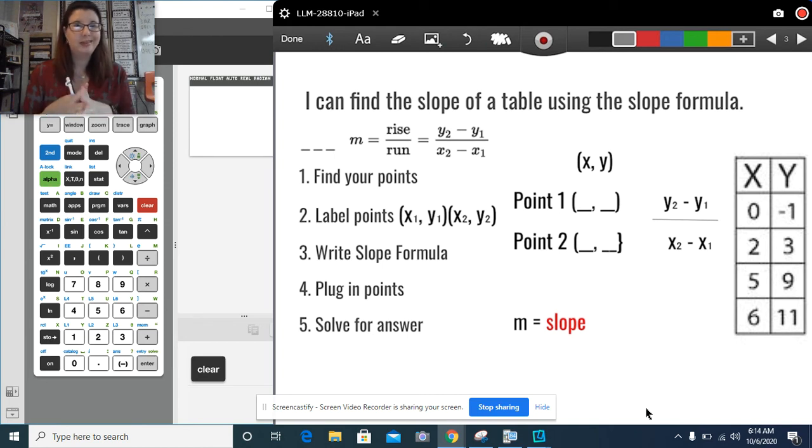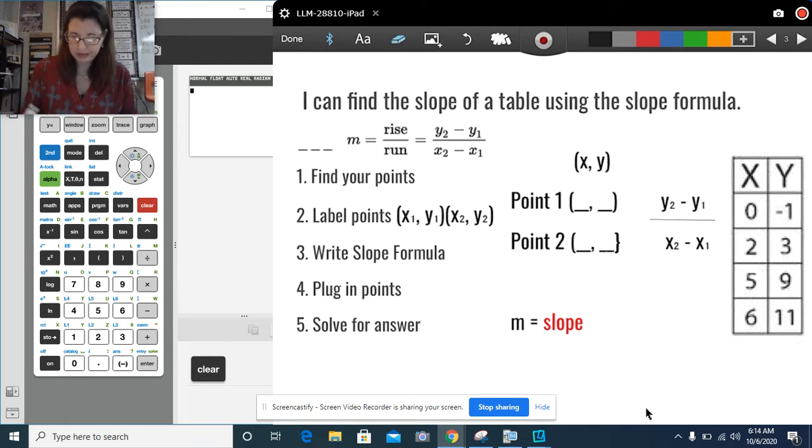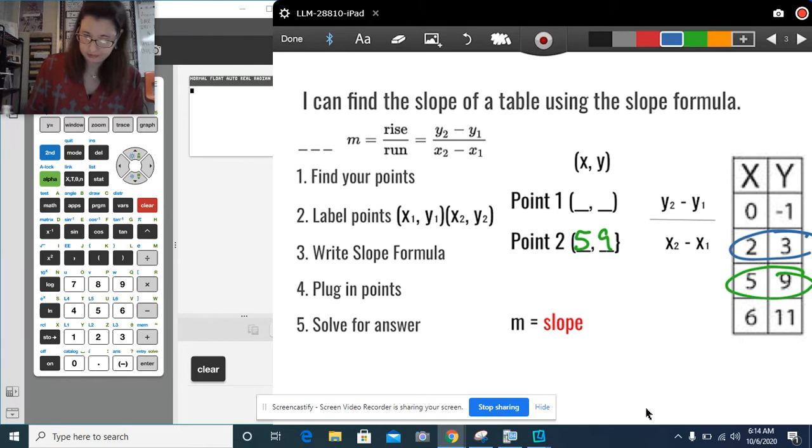Now, to start off with, I'm going to try to avoid the negatives if I can. And I know that my second point always comes first, so I want my second point to be the bigger number. So I'm going to make those 5 and 9 because those are the bigger numbers and I don't have any negatives. That means I'm going to make this right here points 2 and 3. So now I have found the points that I want to use.